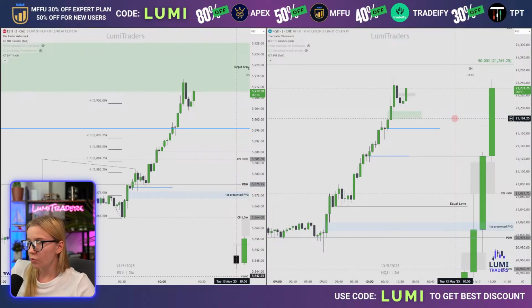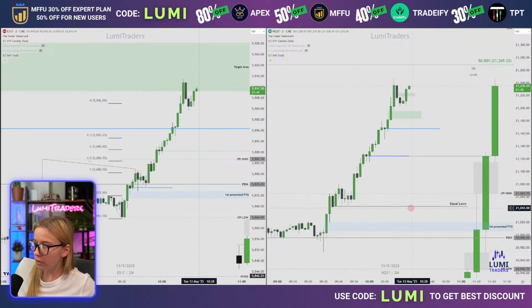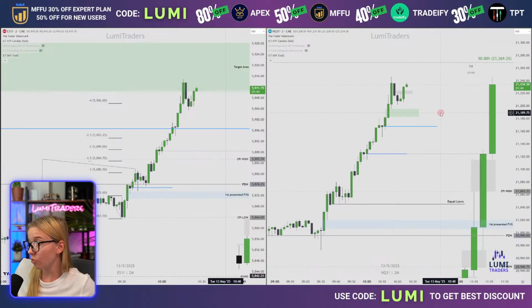Yes, we have equal lows lower, we have CPI low lower, we inside weekly breaker block on both ES and NQ. We almost reach 50% of daily week on NQ. Yes, inside target area. I do anticipate to get reaction. I'm not talking about reversal just for now, but what makes sense is to offer a reaction. As you can see, I highlighted some equal lows. We have first presented lower, we have CPI low lower.